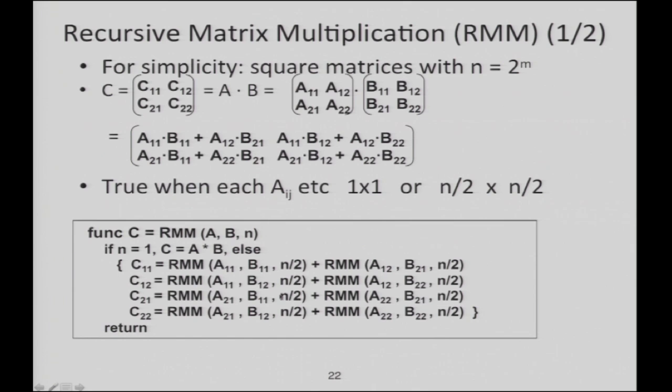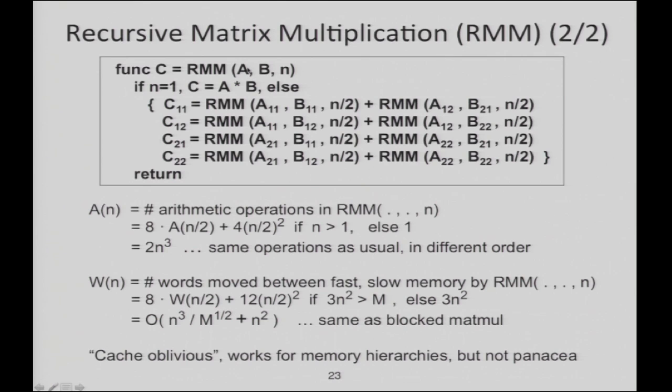So now let me ask, how well does this code do? There's the code again. I need to write down some recurrences to say how much work it does, how many arithmetic operations, that's A of n, and how many words it moves, that's W of n. Since it's recursive, it's really easy to write down a little formula to figure it out. So the number of arithmetic operations: he calls himself 8 times on half the size, so there's 8 calls of problems of half the size. And then there's 4 adds, so that's 4 n squared over 2 adds. That's a nice simple recurrence.